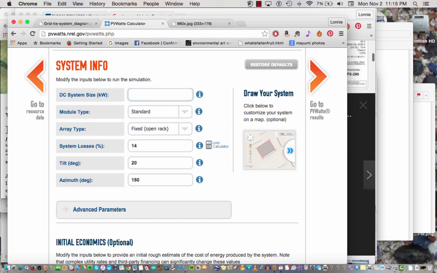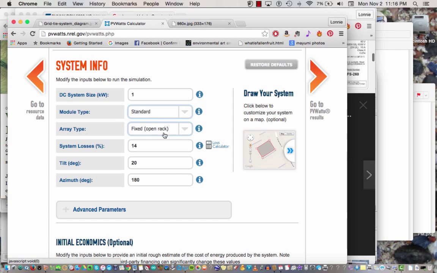Now what I like to do is put in a PV system size of 1 kilowatt, and then I can always scale it up, because a 10 kilowatt system will put out just 10 times the annual energy of a 1 kilowatt system. So I'll just use 1, and then I can scale it up for however many kilowatts I want. So I have to choose what kind of module. A standard module has an efficiency of about 12%, a premium module maybe 18 to 20%, and thin films only about 5% efficient.